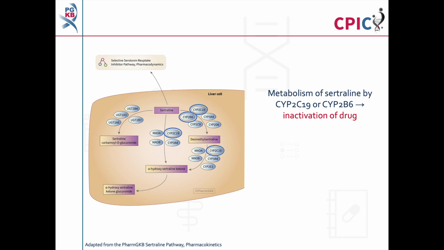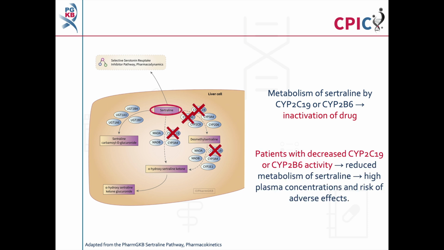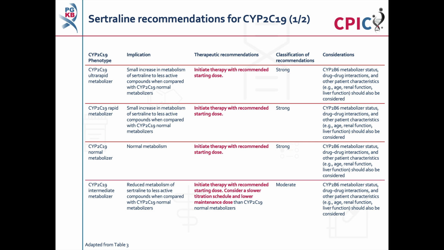Sertraline is metabolized by a number of enzymes, including CYP2C19 and CYP2B6. This metabolism inactivates sertraline. In patients with decreased CYP2C19 or CYP2B6 activity, the metabolism of sertraline is reduced. This increases the concentration of sertraline in the body and puts the patient at risk of adverse effects. These are the CPIC recommendations for sertraline by CYP2C19 phenotype.